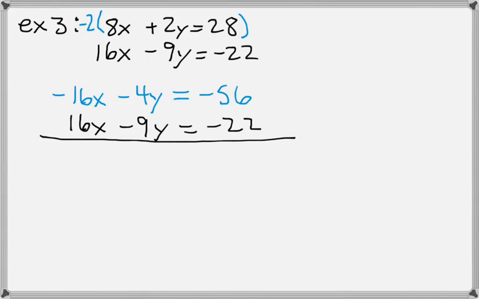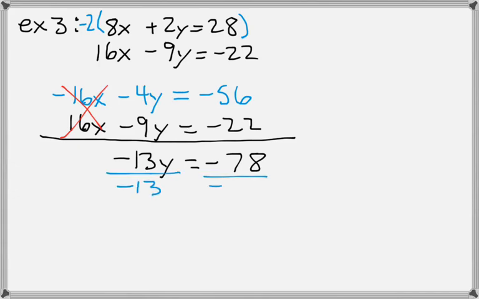Negative 16x plus 16x cancels out, which is what we wanted. We wanted to eliminate that variable. Negative 4y plus the negative 9y is going to give us a negative 13y is equal to negative 56 plus the negative 22, which gives us a negative 78. Step 4 tells us to solve for that variable. In order to get y by itself, I would need to divide both sides by negative 13.